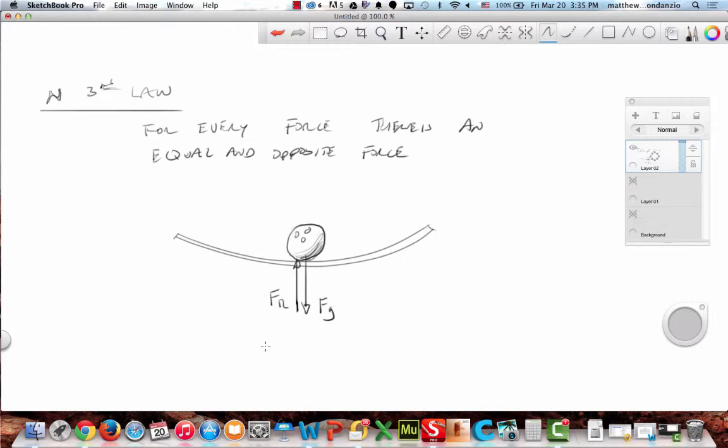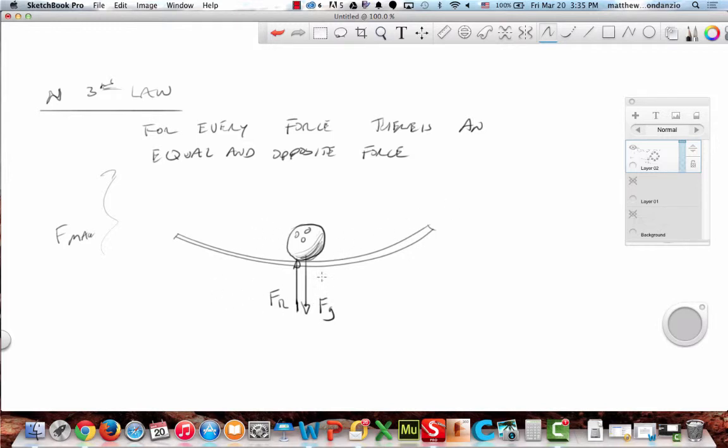There's also the force of magic. There's always a force of magic. All right, so we've got two forces. They're equal and they're opposite.